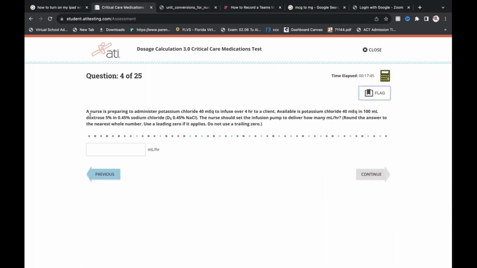Anyways, next question. A nurse is preparing to administer potassium chloride 40 MEQ, I don't know if that's how you say it, but whatever, to infuse over 4 hours to a client. Available is potassium chloride 40 MEQ in 100 milliliters, dextrose 5% and 0.45% sodium chloride. The nurse should set the infusion pump to deliver how many milliliters per hour? Round to the nearest whole number. Use the leading zero if it applies, no trailing zero.